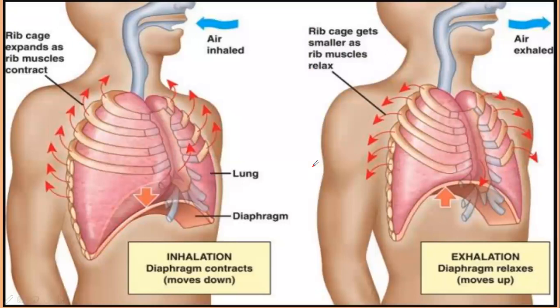Inhaled air. When air is inhaled, the rib cage expands as the rib muscles contract. Inhalation: the diaphragm contracts. Exhalation: the diaphragm relaxes. The rib cage gets smaller as the rib muscles relax. Air exhaled.